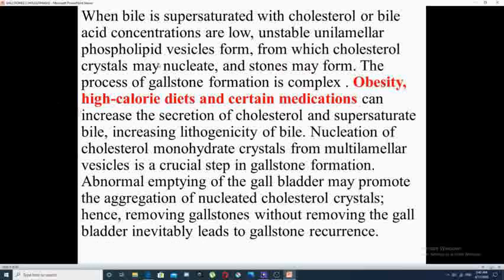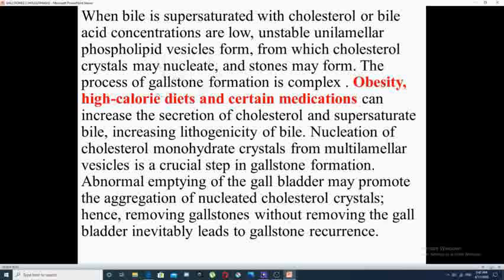When the bile is supersaturated with cholesterol or bile acid concentration is low, unstable phospholipid vesicles will be formed, from which cholesterol crystals may nucleate, and this is the beginning of the stone formation.